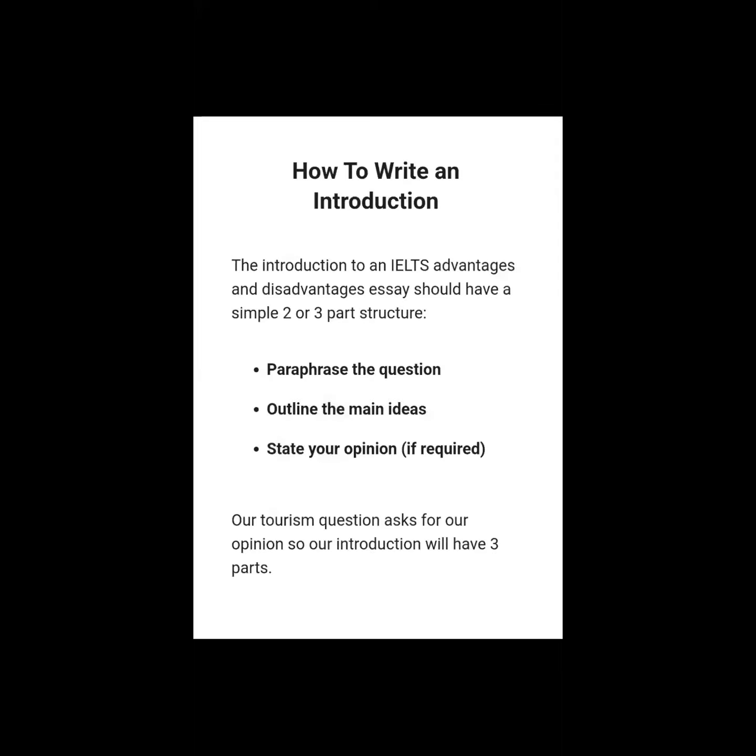Now, how to write an introduction, very important. So if you want to write an introduction, there are 3 things that you expect it to do. Paraphrase the question, outline the main idea, and state your opinion. Sometimes the question won't ask you for your opinion. Okay, so our third question asks for our opinion. So our introduction, we have 3 parts.